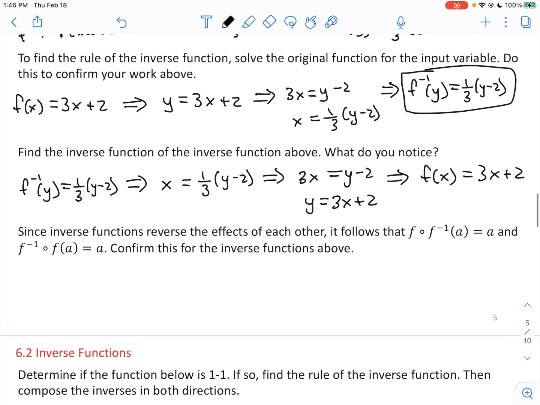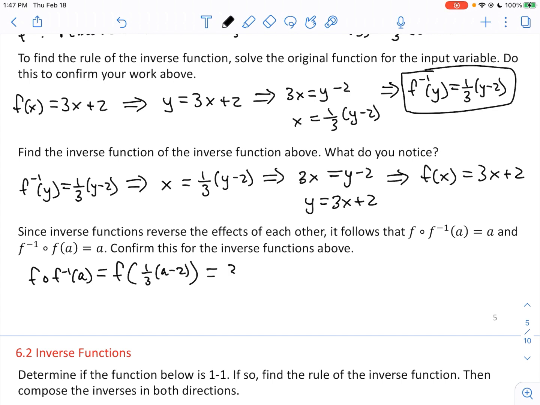Okay, so let's do f of f inverse of a using the f and f inverse we have up here. This really means we're doing f of f inverse of a. So I'm going to first calculate f inverse of a. So right there, it just changed the y's to an a. So we have a third times a minus 2. Now we want to plug that into the f function. So this plugs in for this x right here in the f function.